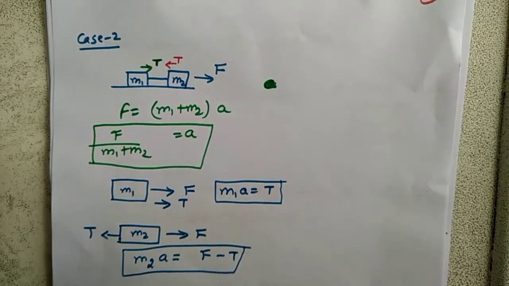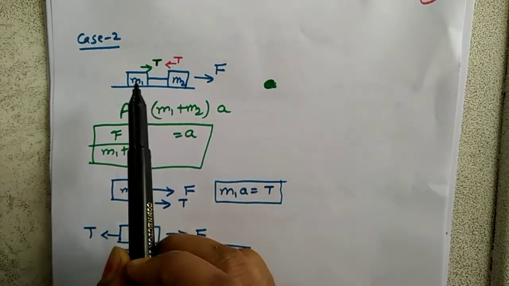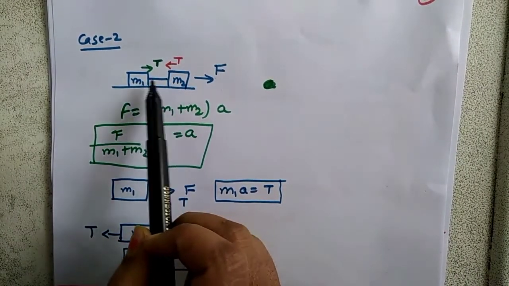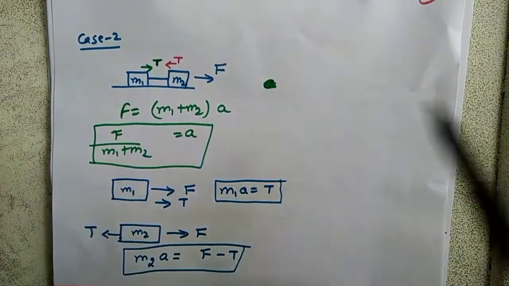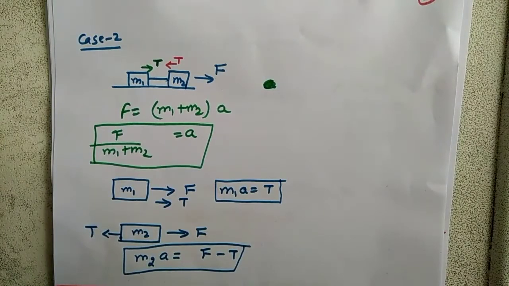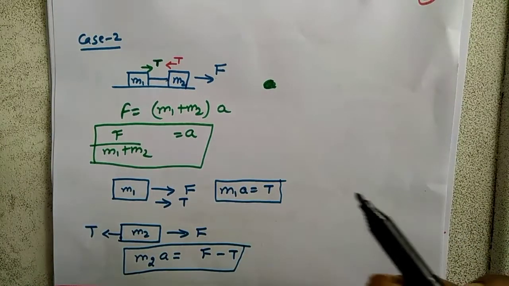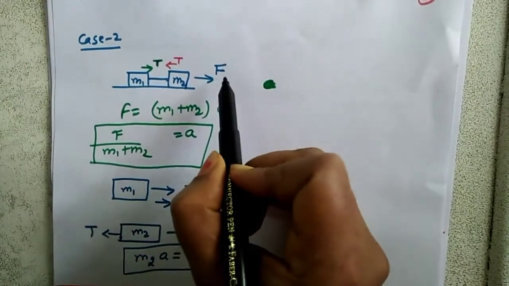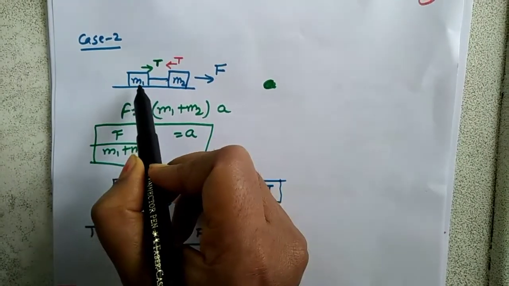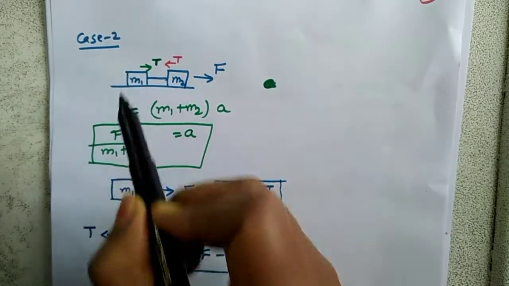Now let's see the second type of case. In this, the two masses are connected with each other but they are not touching each other, so the contact force is not there, but they are tied to each other with the help of a string. So now there will be tension in the string. If the force is in this direction, on this mass the tension is in this direction, and on this mass the tension will be in this direction.